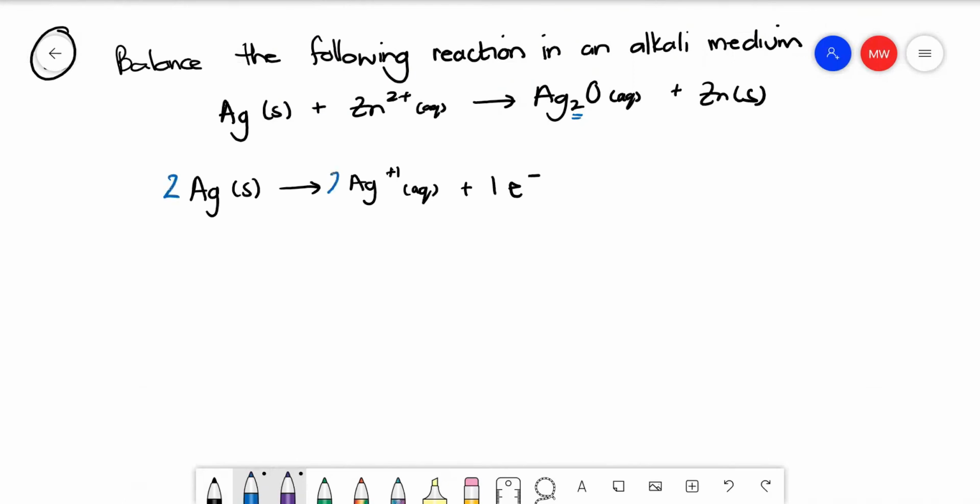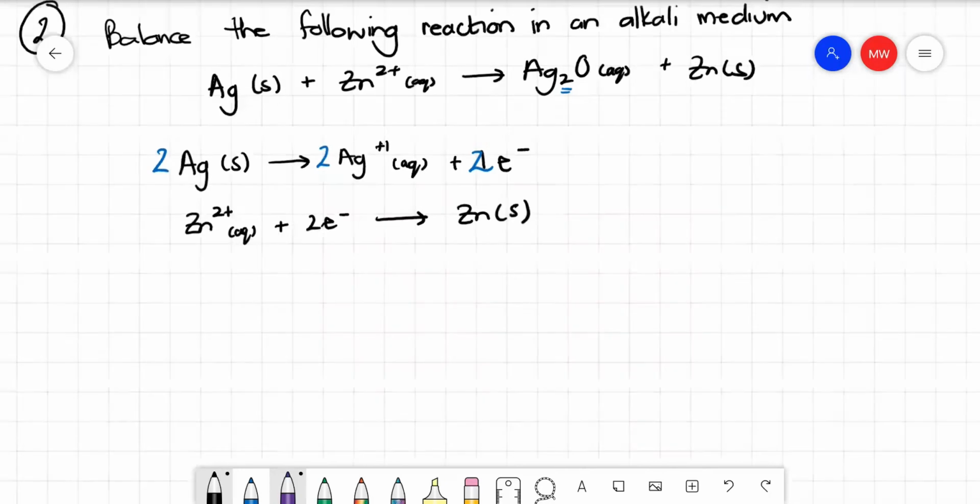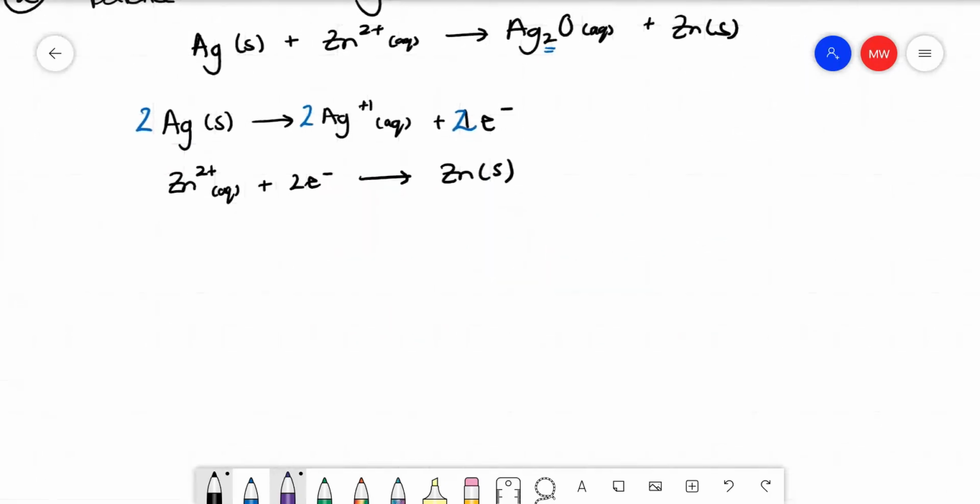And I know there are 2 in my silver oxide, so I'm just going to multiply it by 2 already because I will need 2 silvers. Then zinc 2+, which is your aqueous zinc, plus 2 electrons will become zinc in its solid form. Or you could have just balanced the electrons at the top and multiplied it with 2 as well.